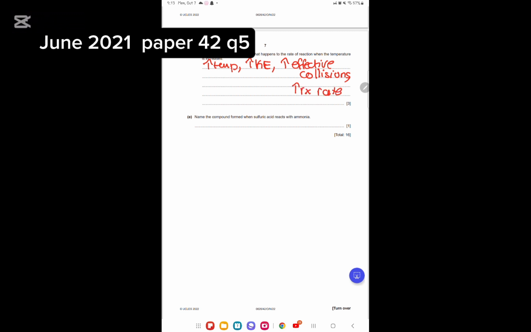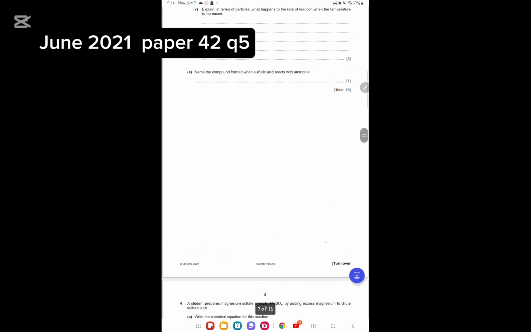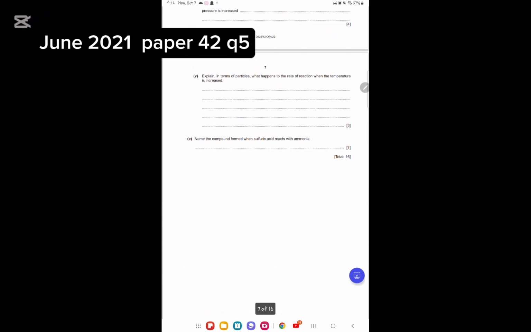And now finally, we need to name the compound formed when sulfuric acid, which is H2SO4, reacts with ammonia, NH3. It will produce (NH4)2SO4, I believe. So to balance it, we're just gonna put a 2 here, and now it is balanced. So what do we call this? This is called ammonium because this is ammonium, and then the SO4 is sulfate. So we call this ammonium sulfate. So this is it for November 2022 paper 42 question 3.